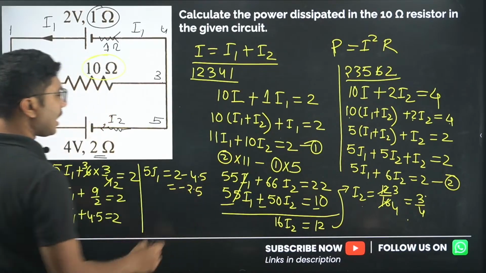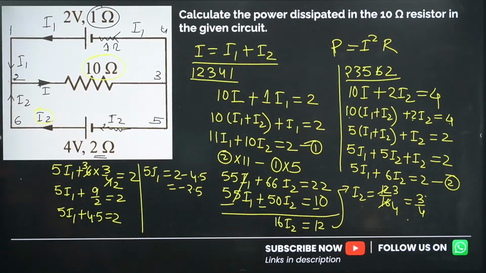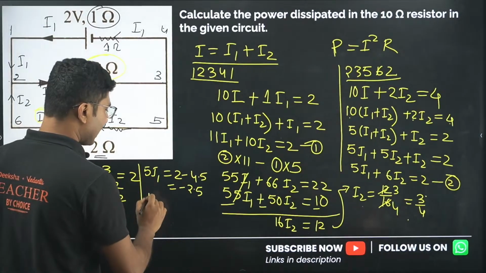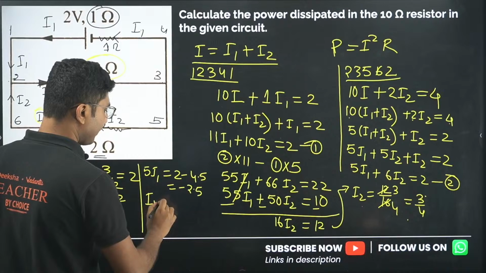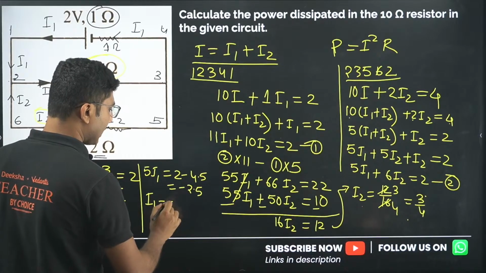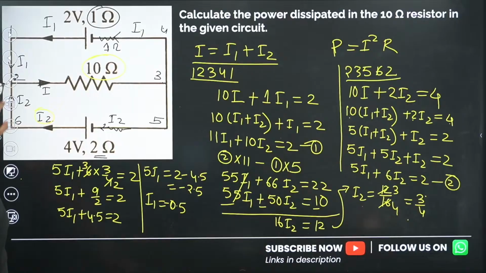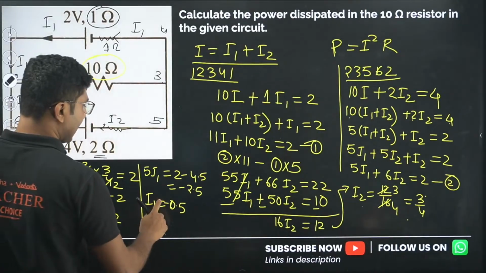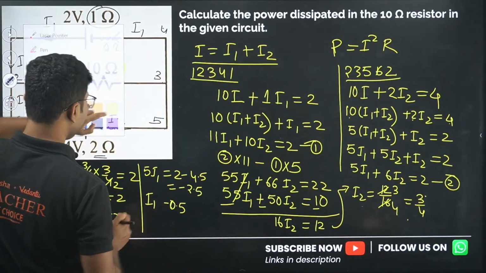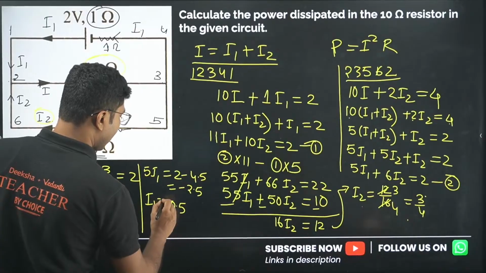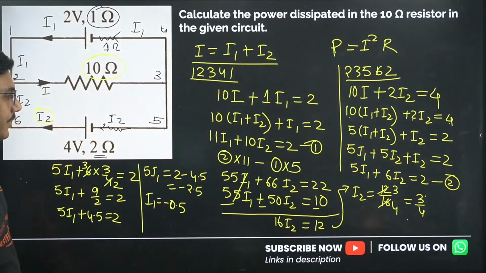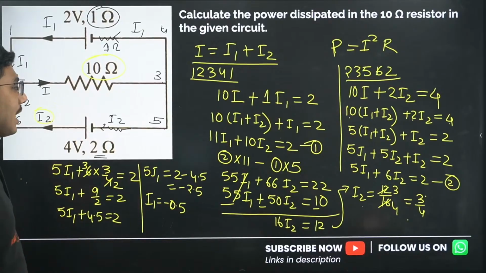So as I mentioned, I1's direction is actually not in this direction but in the opposite direction. It does not matter whatever direction you have taken, as long as you are doing a correct calculation, the sign will automatically come. So initially you have to take a direction according to your understanding and according to the simplification you can do. But ultimately it will come as you are solving it.